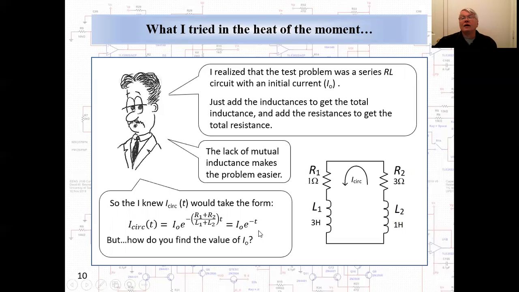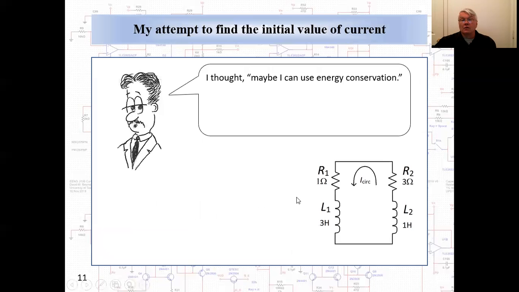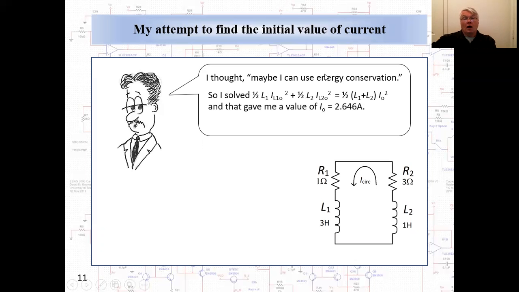However, how do you find the initial value of the circulating current? I thought, I don't know. Maybe I can use energy conservation. Let's try that. So I added the energy stored in L1 just before the switch opened, and the energy stored in L2 just before the switch opened, and set them equal to the energy present in L1 and L2 immediately after the switch opened. In solving this equation, I got a value of I0 of 2.646 amps.